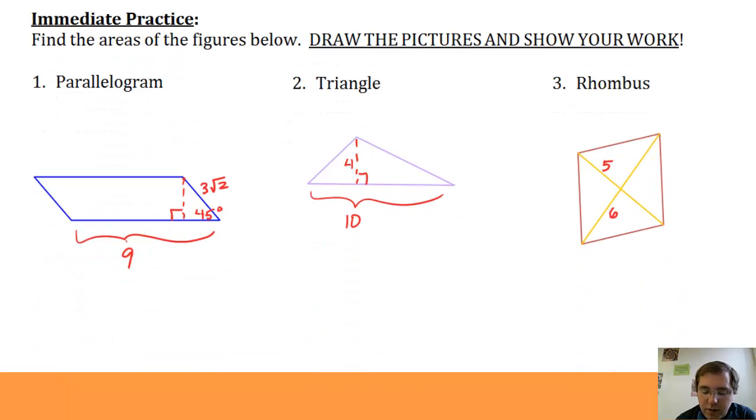So here are your immediate practice problems, which are exactly like each of the 3 examples I did. So just look back at your examples and just do the same thing I did. Except the one for the triangle is even easier because I gave you the height. So find the areas of the figures below, draw the pictures, and show your work for each one. You'll be turning these in class. Number 1, the parallelogram. Number 2, the triangle. Number 3, the rhombus. Use the formulas I gave you, plug things into the formulas, and simplify your answers. And that is the end of section 11.2.